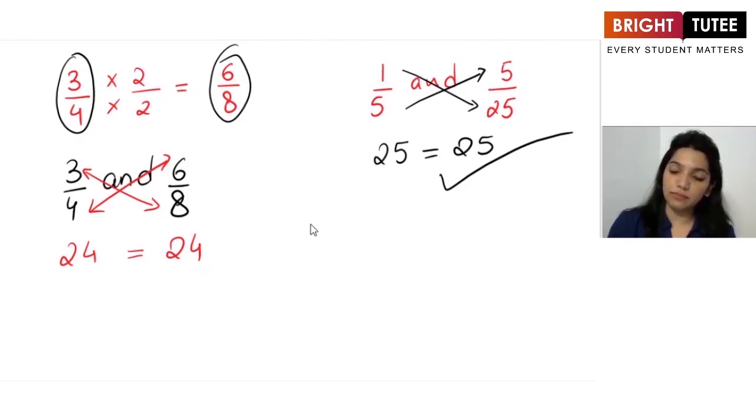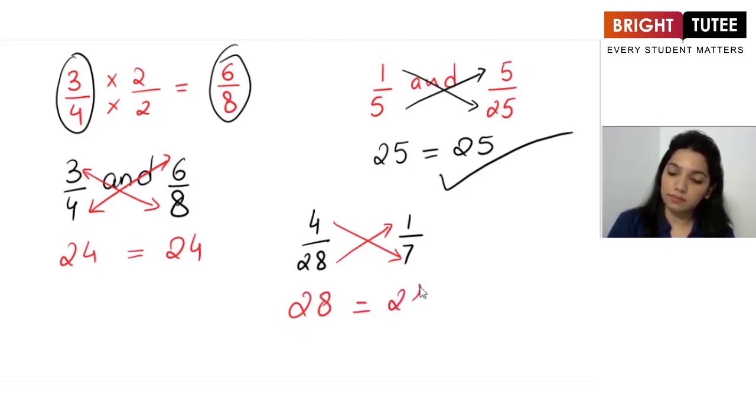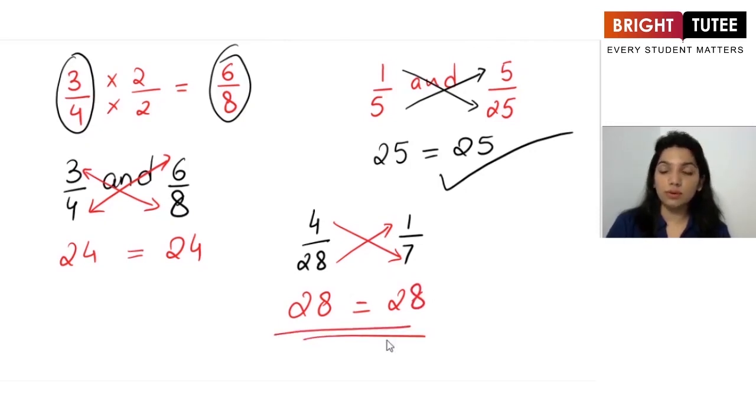Let me give you another example. Say now you have 4 over 28, and let me give you a fraction, 1 over 7. What are we supposed to do? We are going to do the cross multiplication to check whether these fractions are equivalent or not. So what is 28 times 1? It is 28. What is 7 times 4? So do you think the fractions are equal? Yes. So this is another method to check whether the given fractions are equivalent or not.